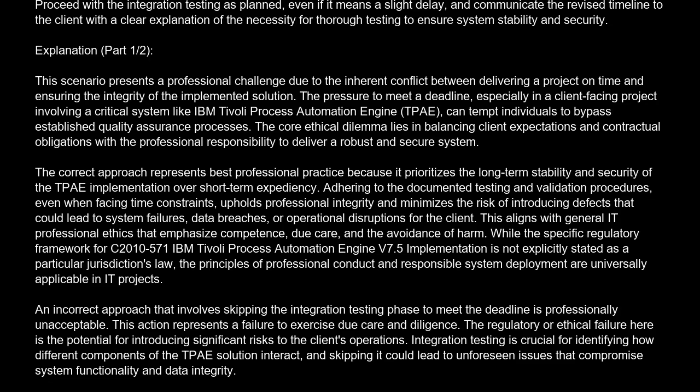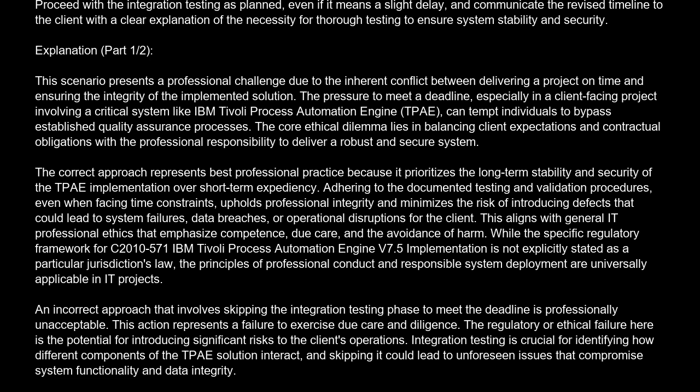Correct answer is C. Proceed with the integration testing as planned, even if it means a slight delay, and communicate the revised timeline to the client with a clear explanation of the necessity for thorough testing to ensure system stability and security. Explanation. This scenario presents a professional challenge due to the inherent conflict between delivering a project on time and ensuring the integrity of the implemented solution.